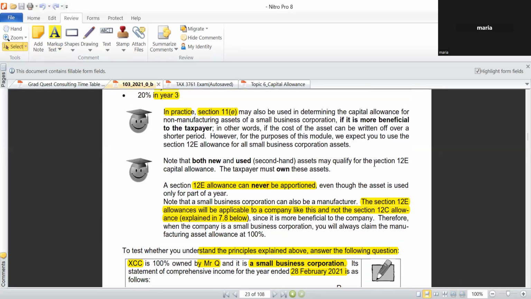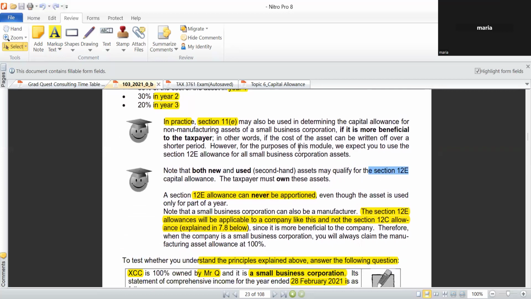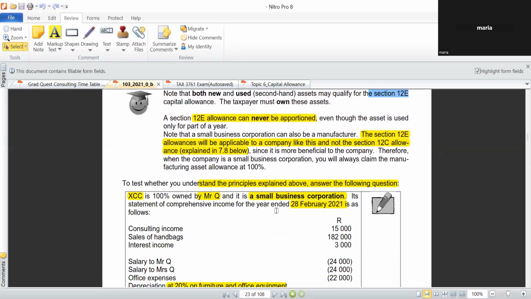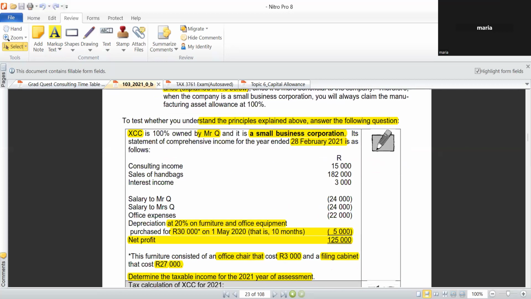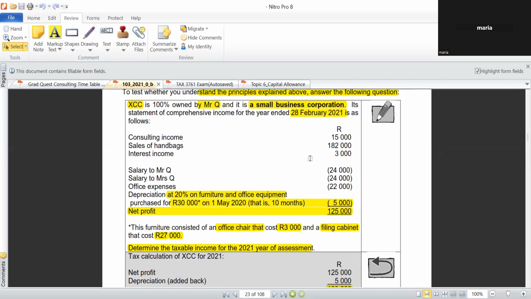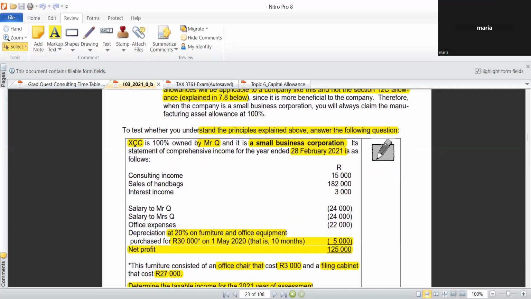And then I did mention that there is a catch, especially when you're dealing with non-manufacturing assets under the provisions of Section 12E type of assets. And the catch, you saw it actually in this example that I illustrated to you, whereby we were given here that XCC is 100% owned by Mr. Q and is a small business corporation. Its statement of comprehensive income for the year ended 28 Feb was provided as follows.